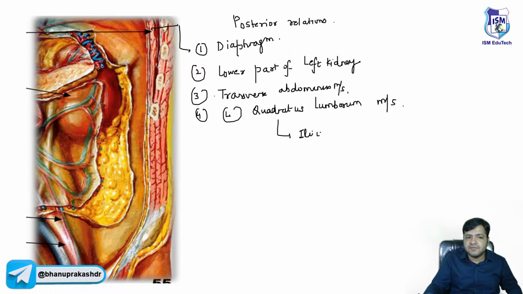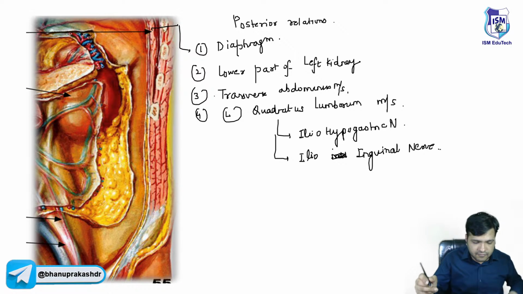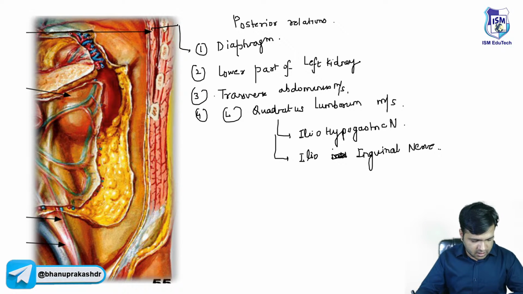You already know we have the ilio hypogastric nerve. Okay, and the ilioinguinal nerve. I have already discussed in the muscles also, beta, these nerves which supply these muscles. So yes, I have already discussed in the posterior abdominal wall muscles. So we have the ilioinguinal nerve.